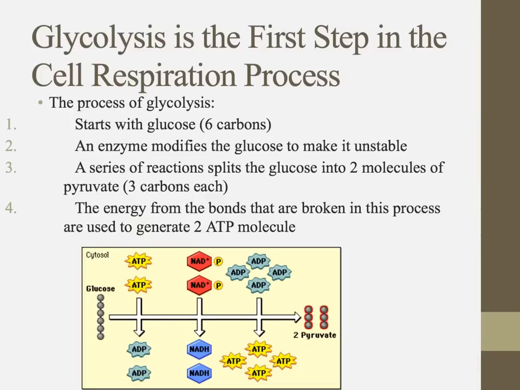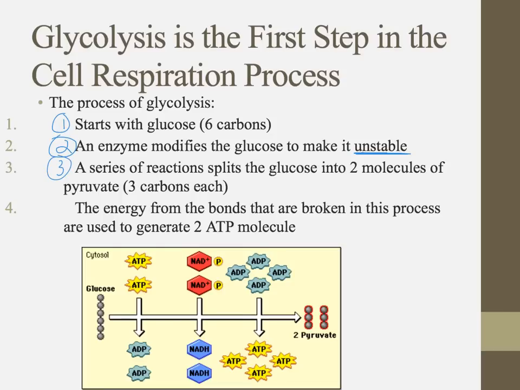Okay, I'll work with you on drawing this process in a couple minutes, but for now, let's just outline the steps. So we're going to start with glucose, and glucose has 6 carbons. An enzyme, here's that word we're going to see a lot, an enzyme modifies the glucose to make it unstable. Okay, so glucose on its own is a relatively stable molecule. In order to be able to break it apart, which is the ultimate goal of cell respiration, first we kind of have to destabilize it.